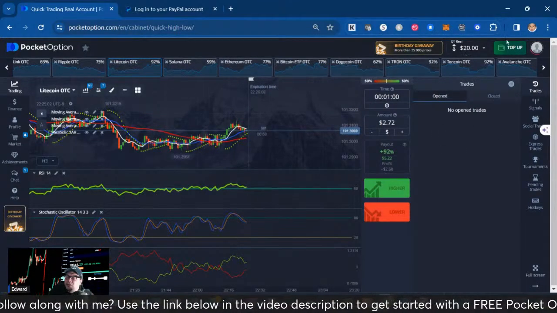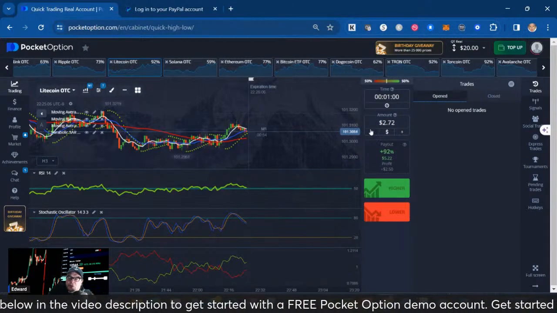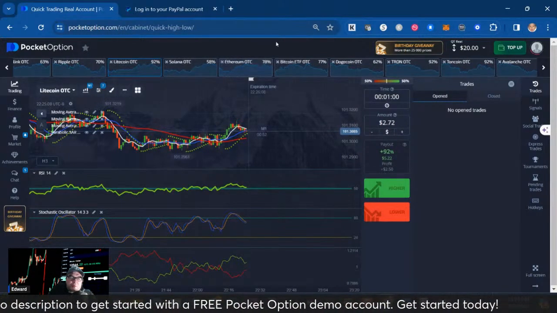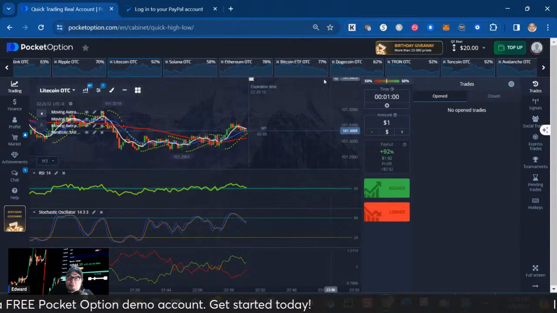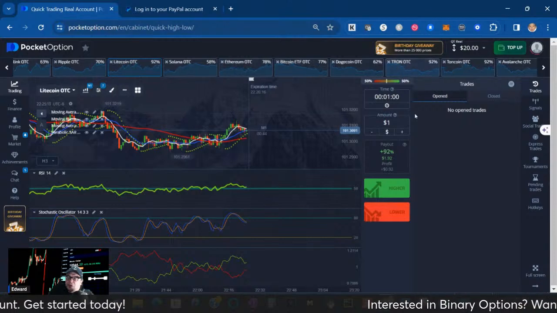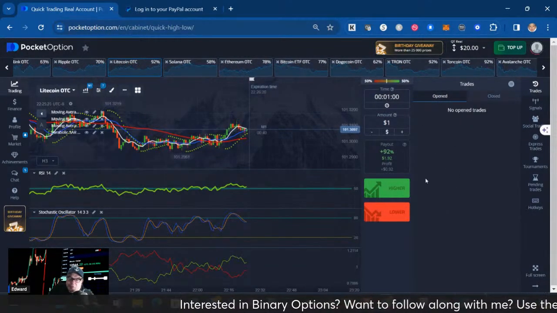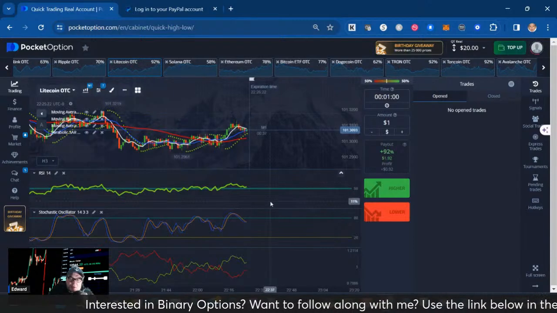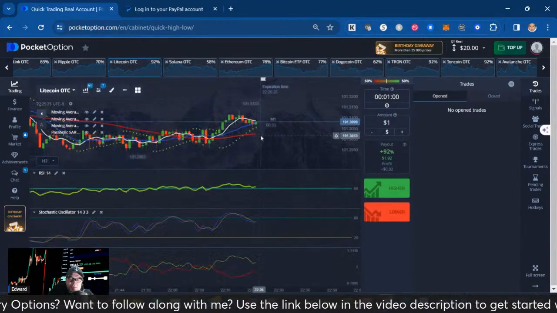So I have $20 of real money. We have $2.72 that we're going to actually, I'll start with $1 just to start. For those of you just starting out on Pocket Option, you can do any amount you like. You set the timer and pretty much just choose whether or not it's going to go up or down. That's why we need the indicators and to take a look at what the candles look like.